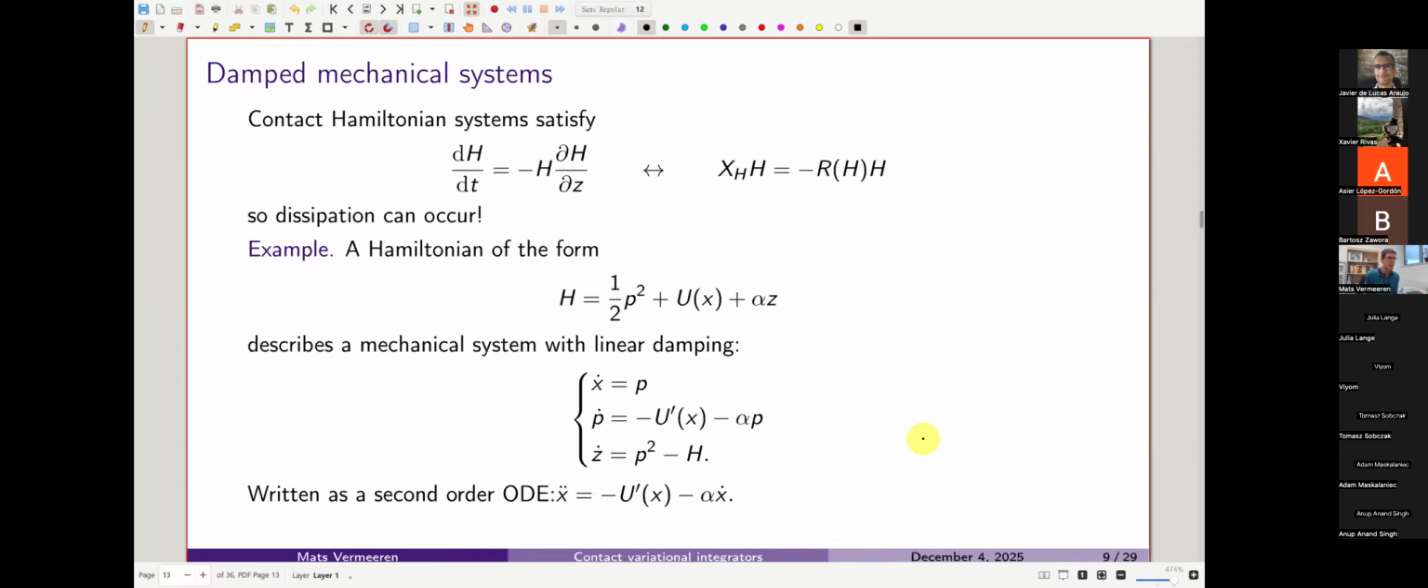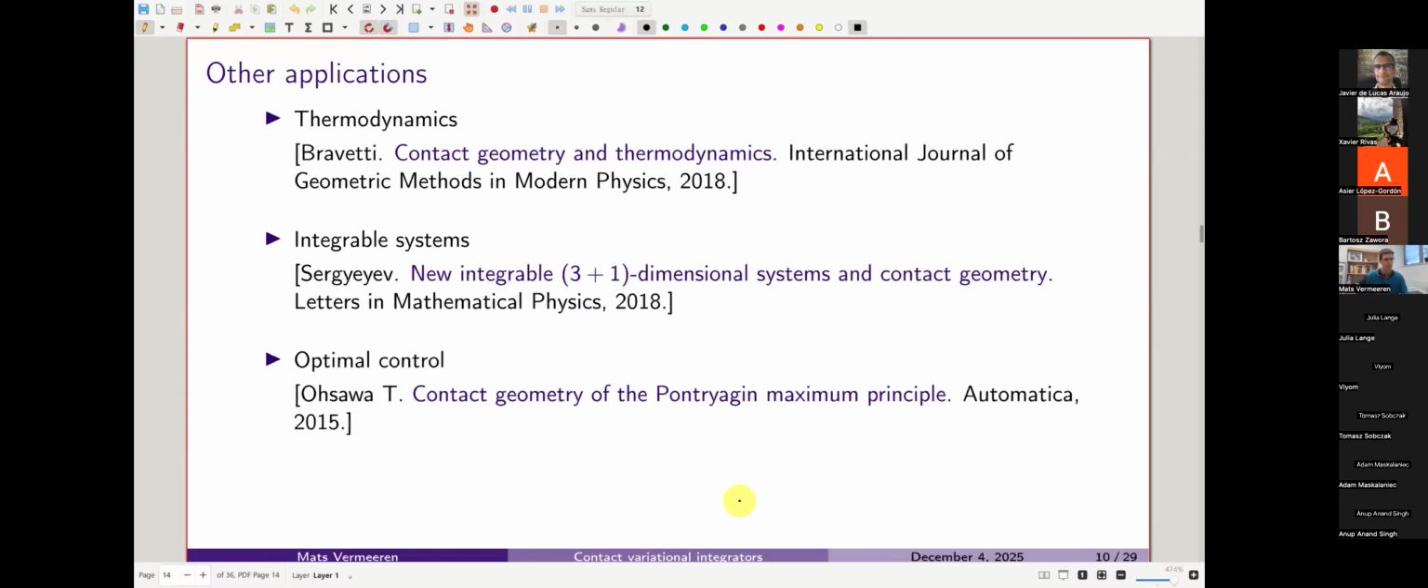And one of the main applications of contact mechanical or contact Hamiltonian systems are mechanical systems with linear dissipation. So the energy or the Hamiltonian is not conserved for contact Hamiltonian systems. It evolves according to this equation, or if you prefer it in the abstract, according to this expression with the Reeb vector field and the Hamiltonian. And in practice, when you take a traditional mechanical Hamiltonian and add a scalar multiple of z, then you get a mechanical system where there is a damping term with this same coefficient becoming the friction coefficient. So that's one application of contact Hamiltonian systems.